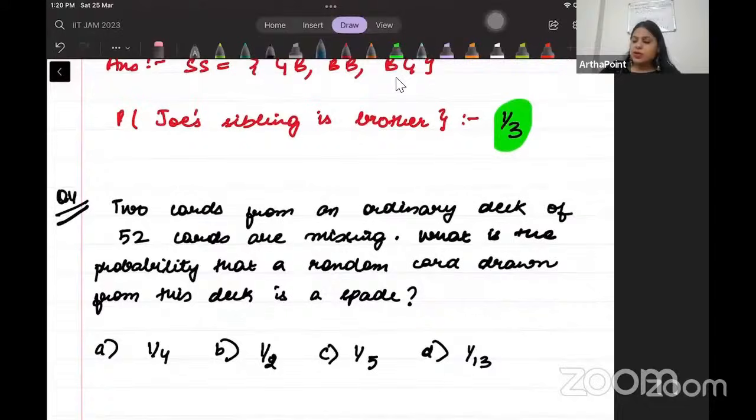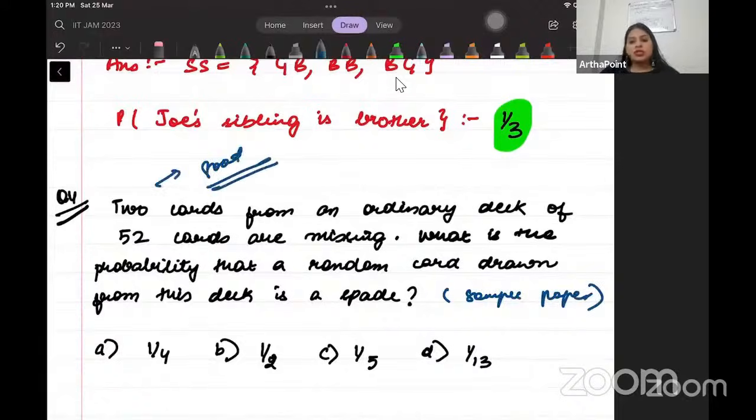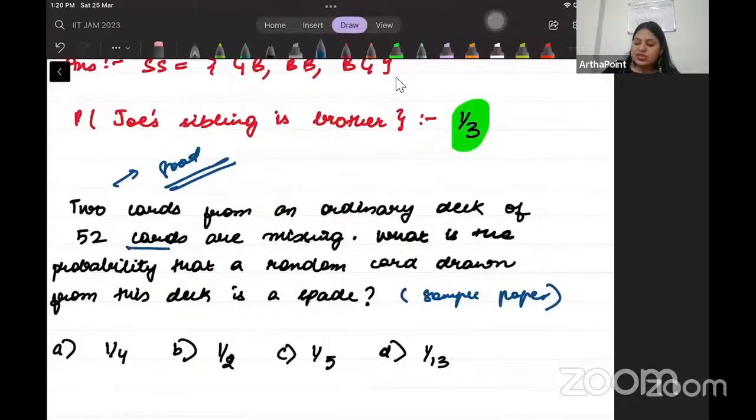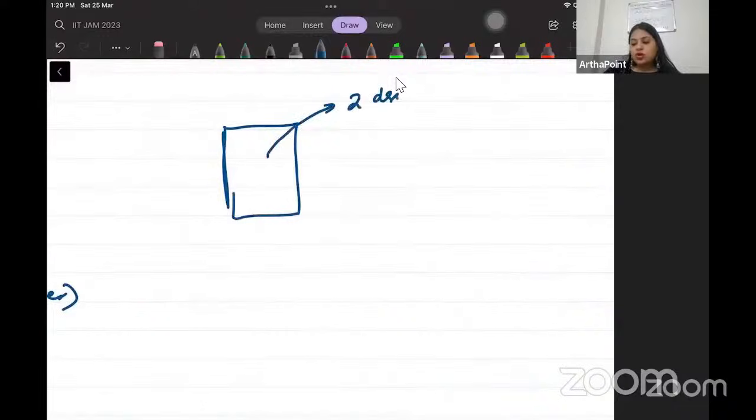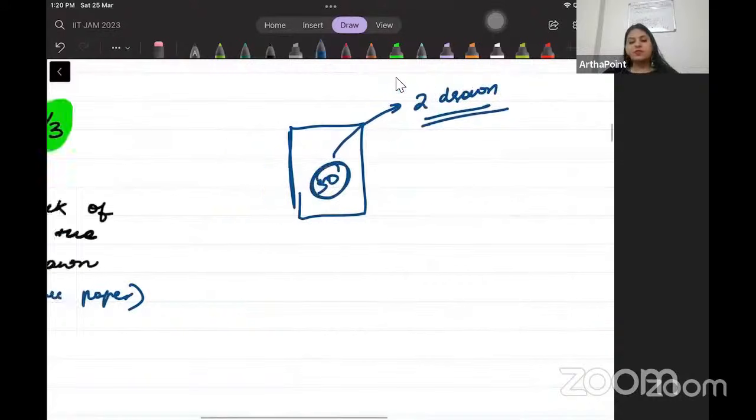Again, this is a sample paper question only. So it says 2 cards. This is a very good question. I loved this question. It says 2 cards from an ordinary deck of 52 cards are missing. So think about this. You can consider this missing as you have drawn 2 cards out of a deck. I have a deck of 52 cards, and I have drawn out 2 cards, which means the remaining cards I have are 50.